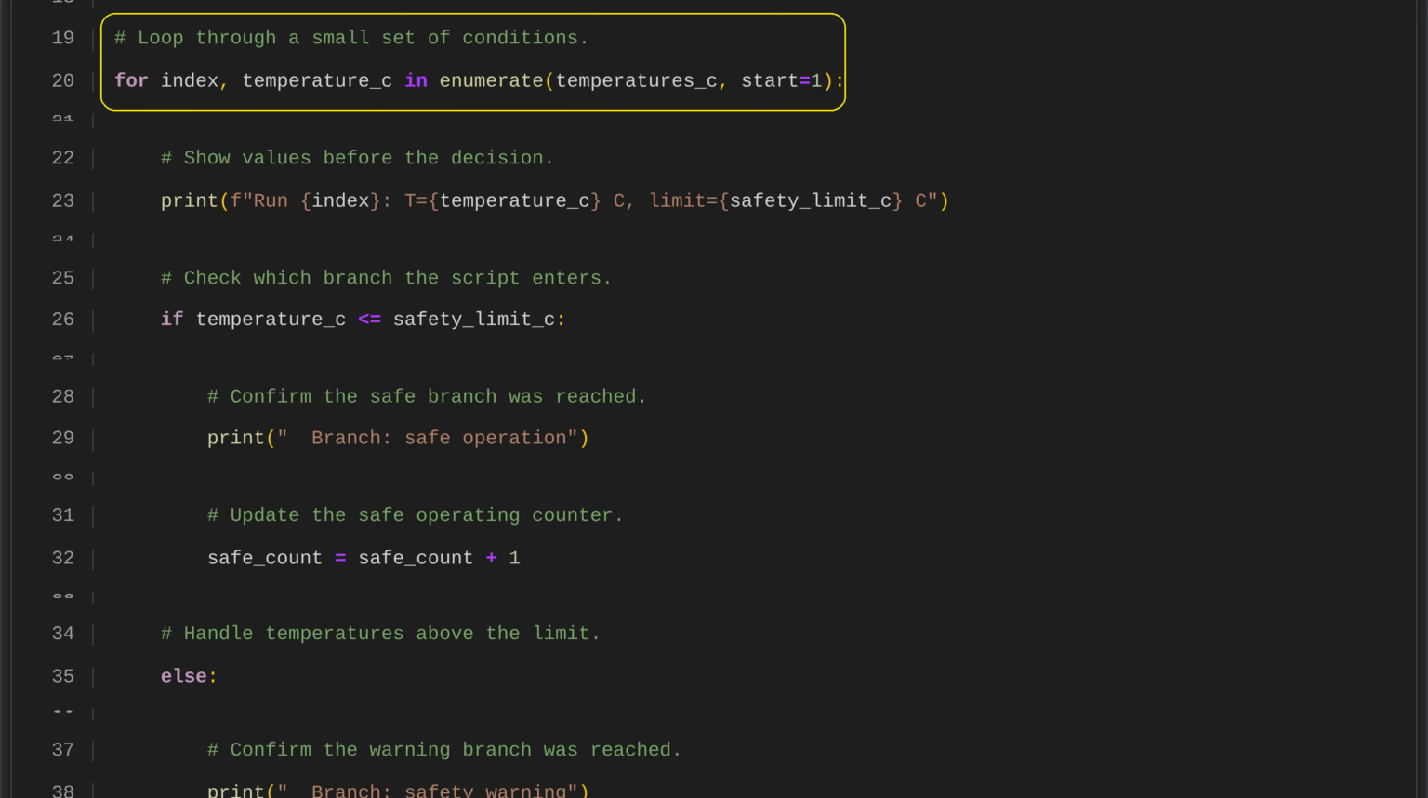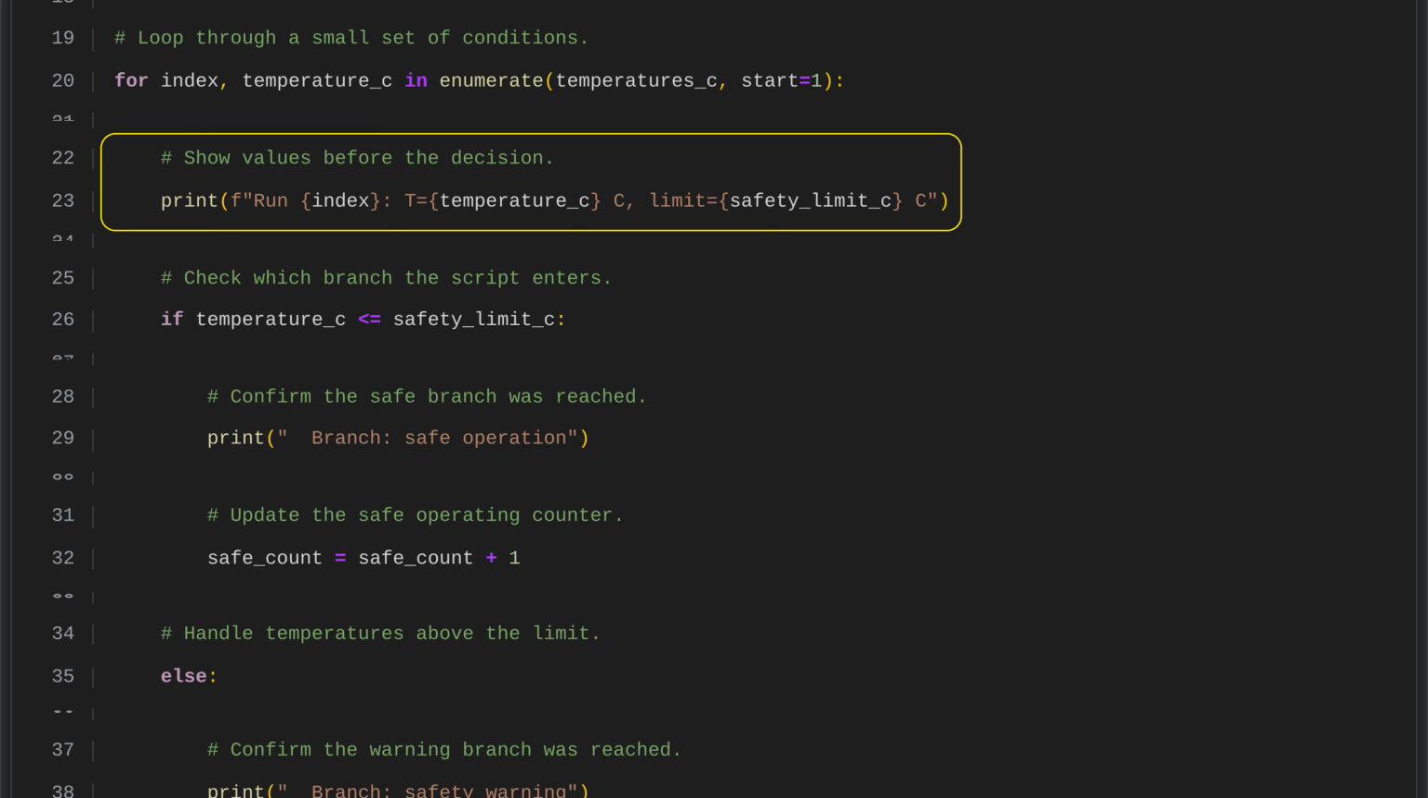A loop processes each reactor temperature in the list one at a time. The enumerate function provides both the temperature and its position, with counting starting at 1 to make reporting clearer. The code displays the current run number, temperature in Celsius, and safety limit before making a decision. This makes debugging easier by showing the key values being checked and how the program's control flow is progressing.